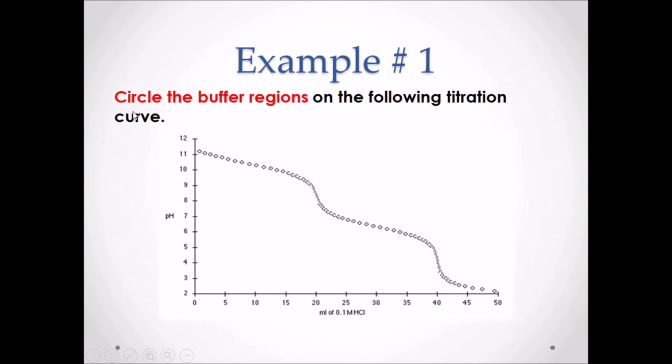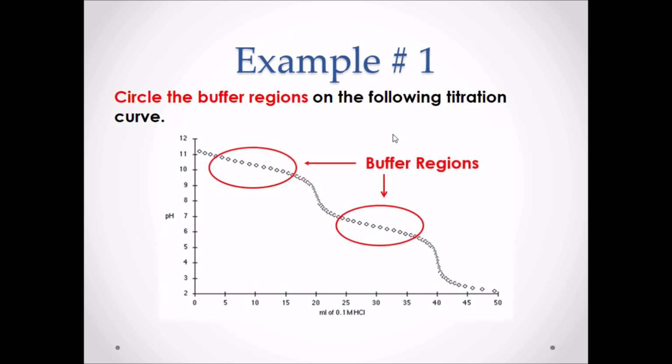Example number 1. Circle the buffer regions on the following titration curve. Pause the video and attempt this example. In this first example, in our pH curve, we have two equivalence points, right here and right here. Remember, a buffer region occurs before the equivalence point. So therefore, in this pH curve, we have two buffer regions, one here before the first equivalence point and one right here just before the second equivalence point.